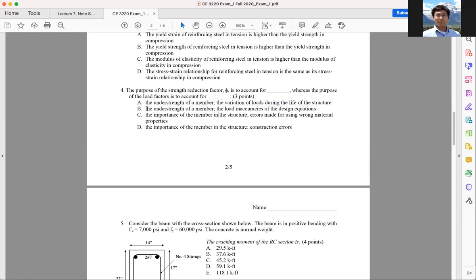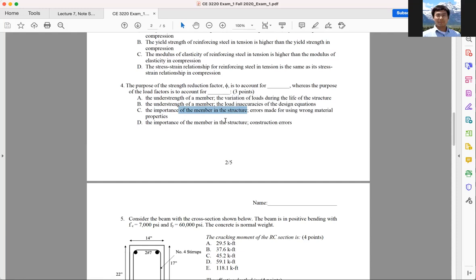But let's go on. B, the under strength member, yes, a load inaccuracy of the design equation. Now we know exactly how much load we're putting on the structure, right? So no, not B. C, the importance of the member of the structure. That sounds more like it. On the under strength, yes, but this is importance. Why? Because we see the tension control limit. Is that right? So those are a little bit different now. So C might be the right answer, but let's take a look at the latter ones.